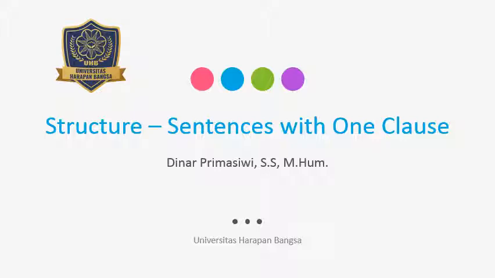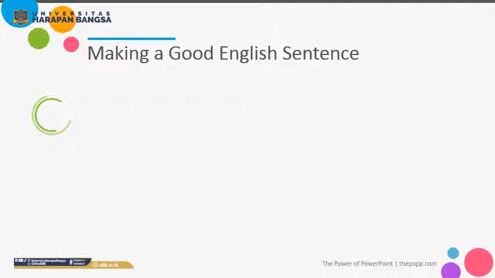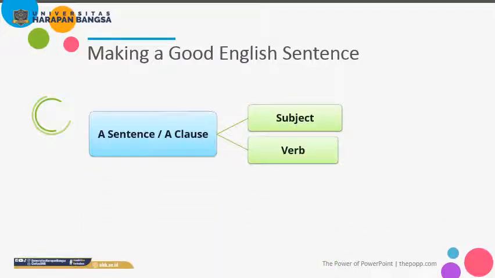In this session, we are going to learn about structure in TOEFL, especially sentences with one clause. Okay, so if you want to make a good sentence in English, make sure that the sentence consists of two elements. What are they? The first one is the subject and the second one is the verb.